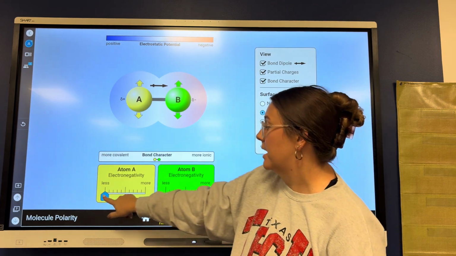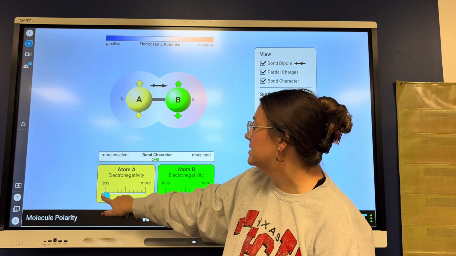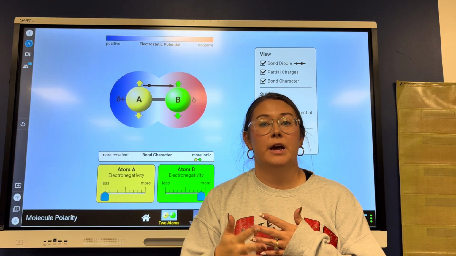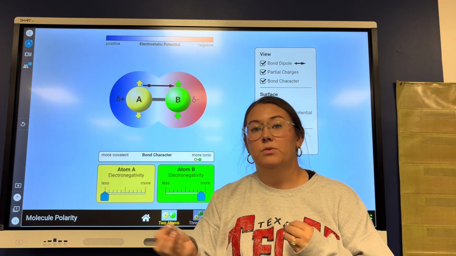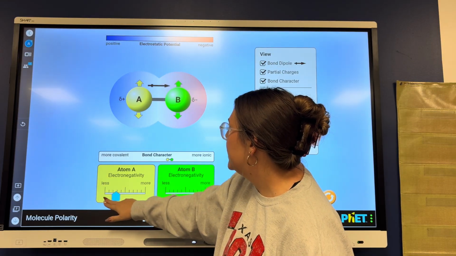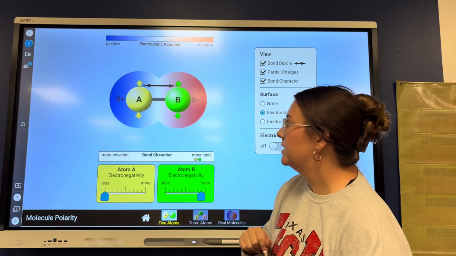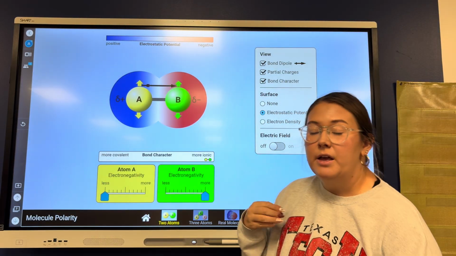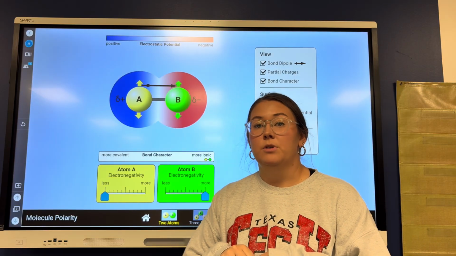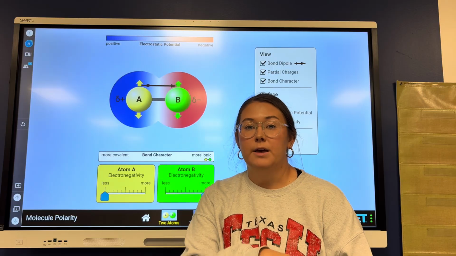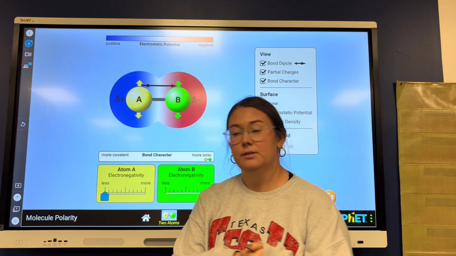So you're going to play around with the electronegativity differences down here at the bottom. And the sheet that you have in front of you will guide you through what to click and what to write down and what kind of things to look for. I think it says to leave electronegativity for atom A alone and play with atom B, and you're going to jot down some things that you notice. Okay, so go ahead and pause this video here and work on that PhET simulation, answer those questions.